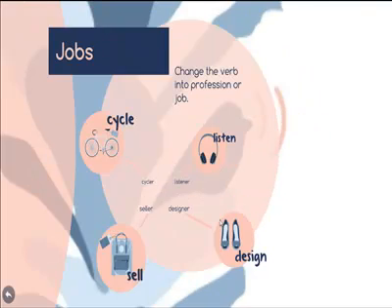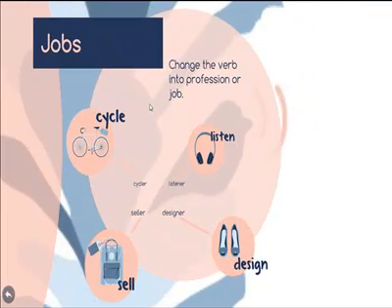Let's check other examples. Jobs. Change the verb into profession or job. So from the verb cycle, we get cycler. From listen, listener. From sell, seller, and from design, designer.